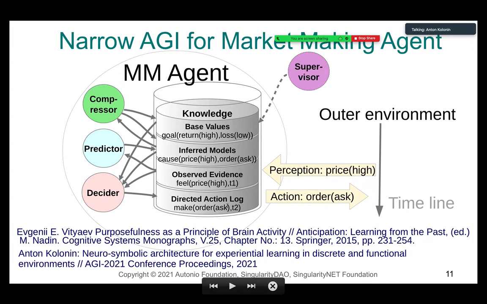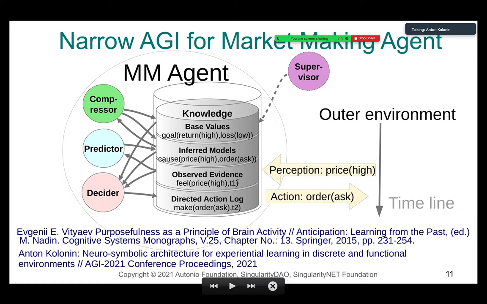Now I'll just move to some possible applications of this concept that we can apply in our crypto finance work. Let's consider the same cognitive model of an agent, which has a predictor, which can predict the future, a decider, which can select the optimal scenarios across multiple predicted trajectories of development, and a compressor, which compresses the models so it keeps within the available resources. And it has some perceptions, which now correspond to a different operational space. So right now we have predicates not for ball and racket, but for the perception of price and the actions of the orders that we make on the market. The base values are getting high returns and getting low losses. If we can't get high returns, the inferred models are like a causal relationship between the price being high and the need to create ask orders.